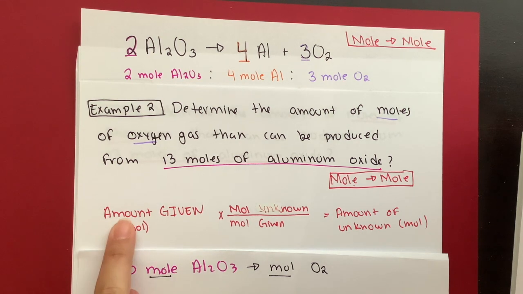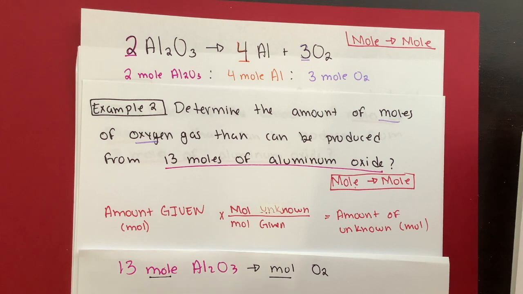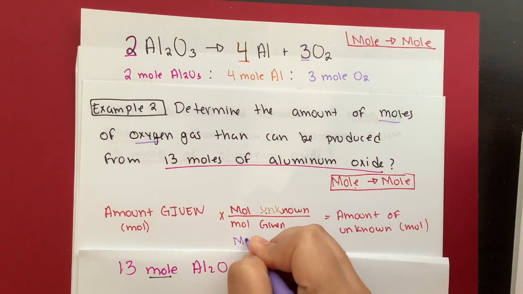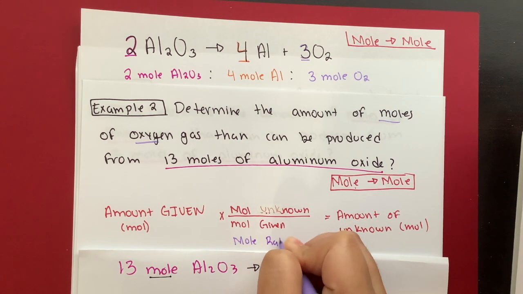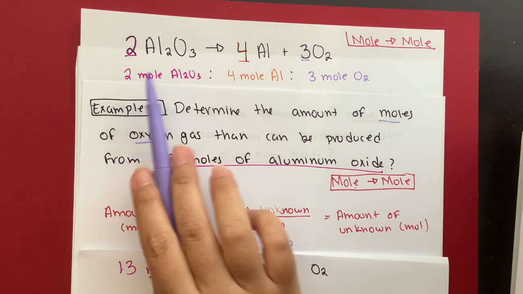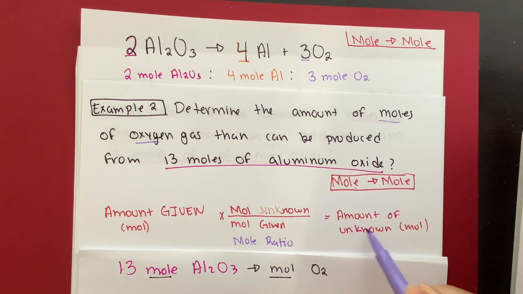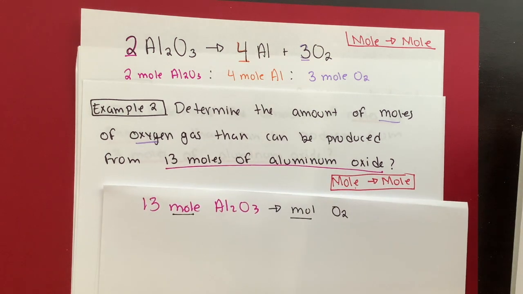So again, we always start with what's given to us. So we're going to start with the amount given. That's going to be in moles. Then we're going to use mole ratio. Because remember, the mole ratio is the only way that we could go from one element to another. And then we're going to calculate to find our answers in moles. So let's do this problem.